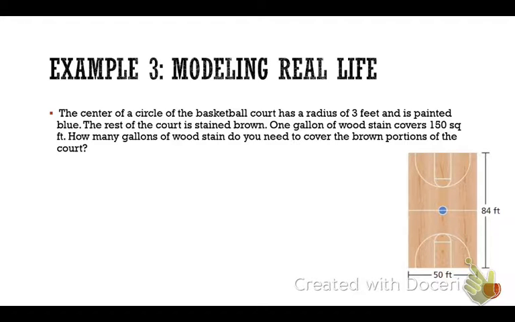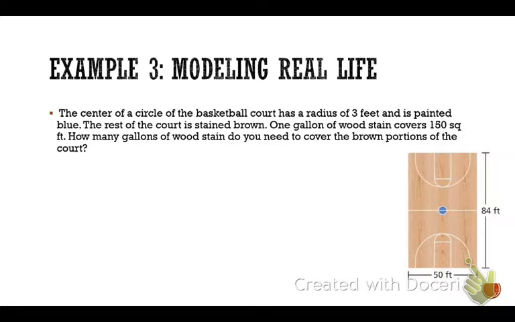Guys, look up here. You have a basketball court. The center of the basketball court has a radius of 3 feet, and it's painted blue. The rest of the court is stained, and you need to stain this basketball court. Well, 1 gallon of wood stain covers 150 square feet. So how many gallons do you need? Now, this would be really simple if that little blue circle wasn't there, right? Because if the circle wasn't there, I just figure out the area of the basketball court and divide by 150, right? To figure out how many gallons.